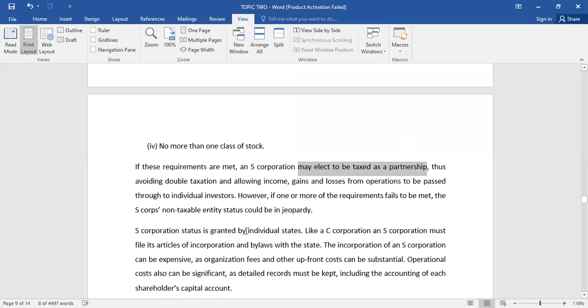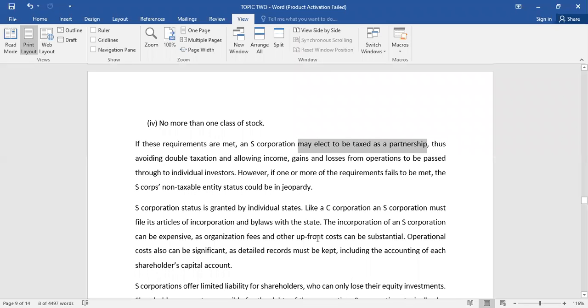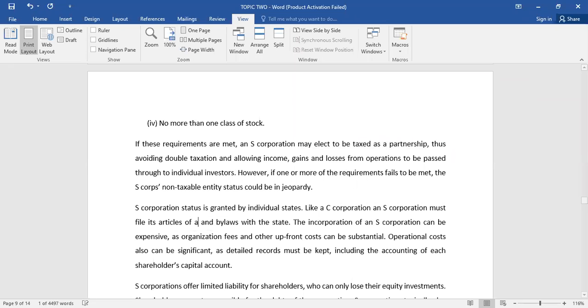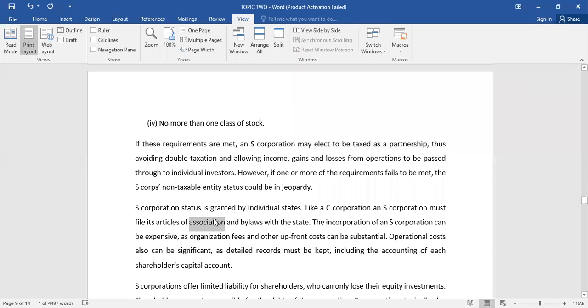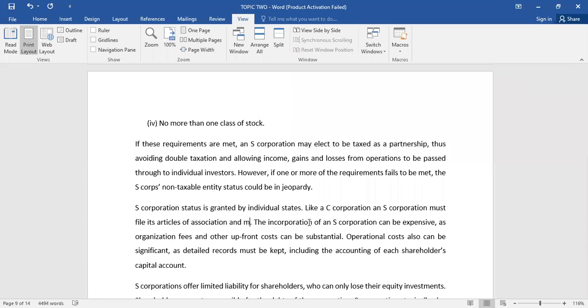S corporation status is granted by individual states, and like C corporation, S corporation must file articles of incorporation and bylaws. So we are supposed to call them here articles of association, the AOA, whereas the bylaws are the MOA, to avoid being international.